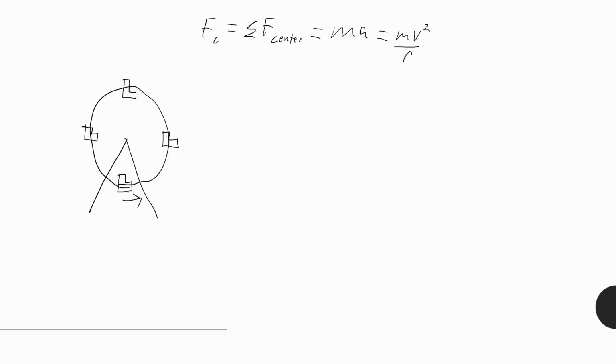And if I think about the forces acting on a person sitting there, well, you've got a gravitational force and you've got a normal force. And if I need a net force toward the center, that means that the normal force has got to be bigger than the gravitational force. And that is why if you're going around a ride like this, you actually feel a bit heavier.